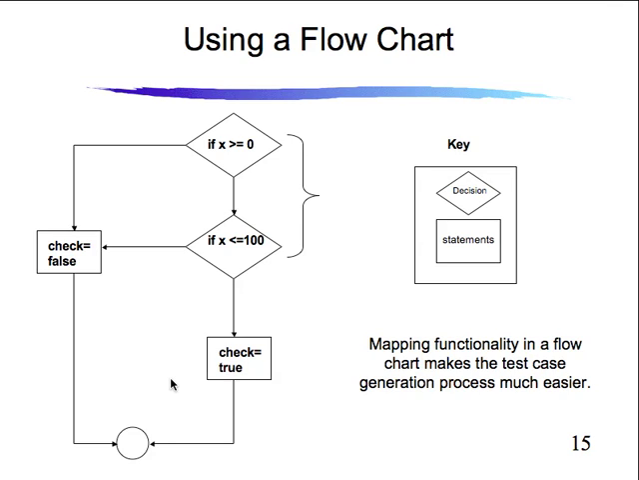So you can use a flowchart to actually figure this stuff out. Mapping the functionality to a flowchart makes the test case generation process a lot easier, because we can just take each one of these routes. If x is larger than or equal to 0, or if x is smaller than or equal to 100, check if it's true, or if it's false, and then each one of these ends up turning into a test case.